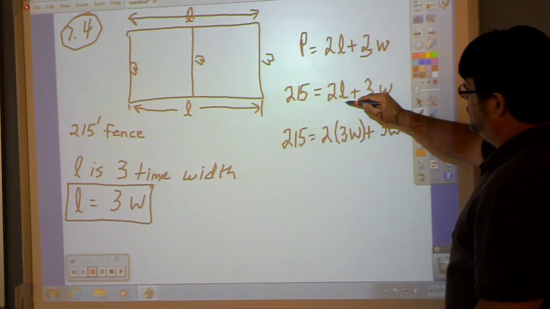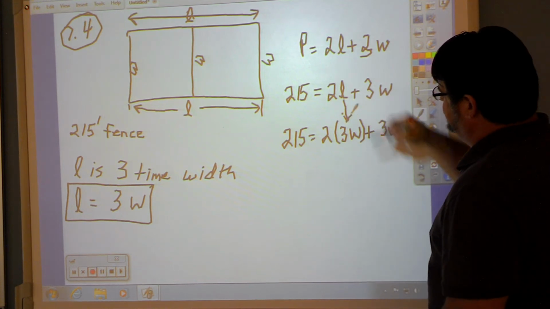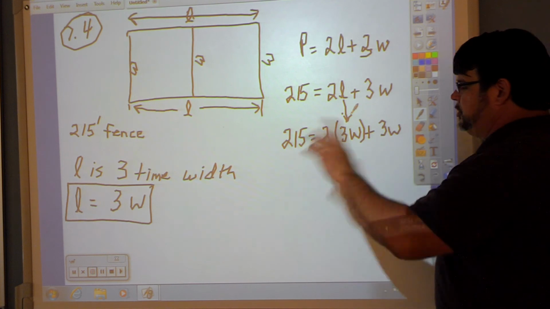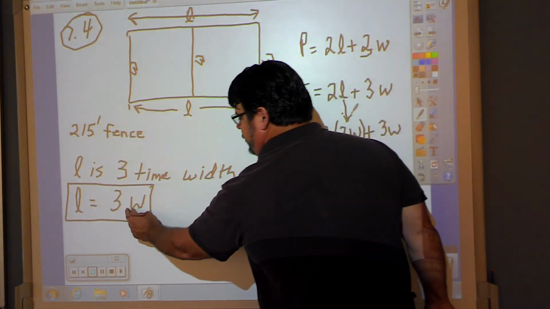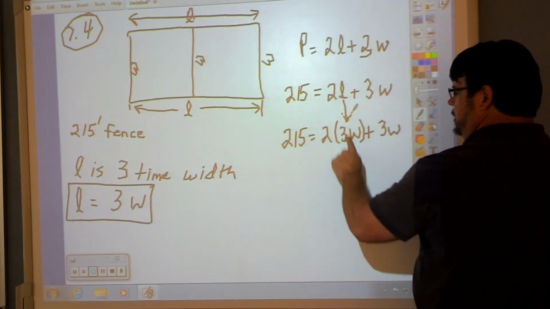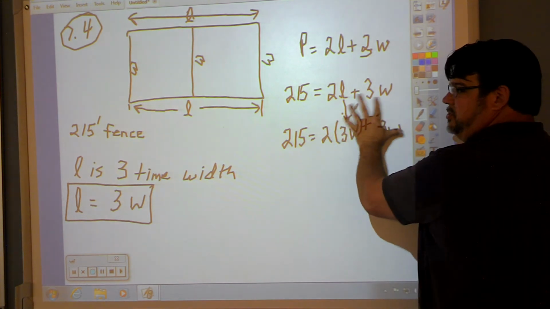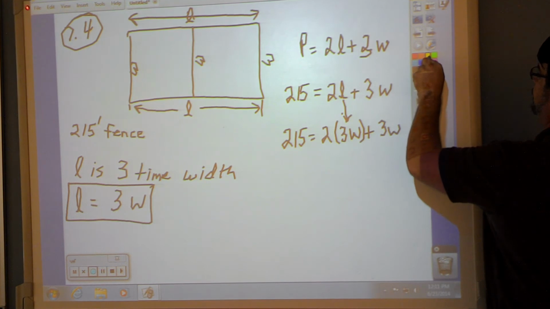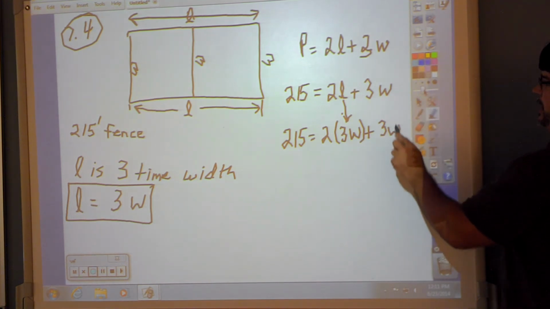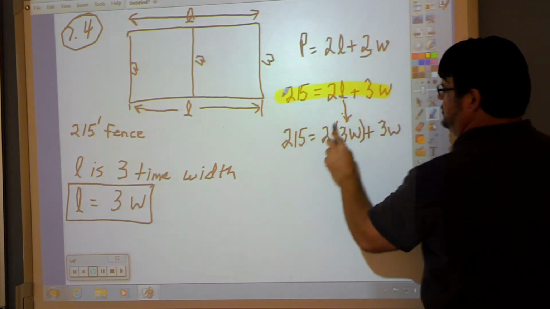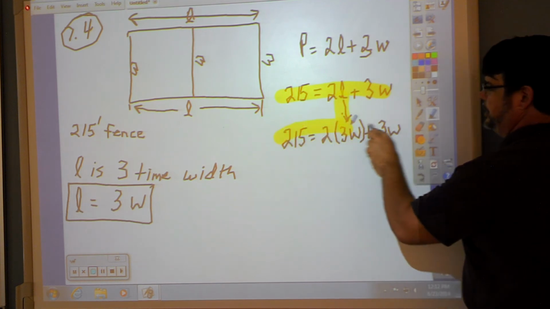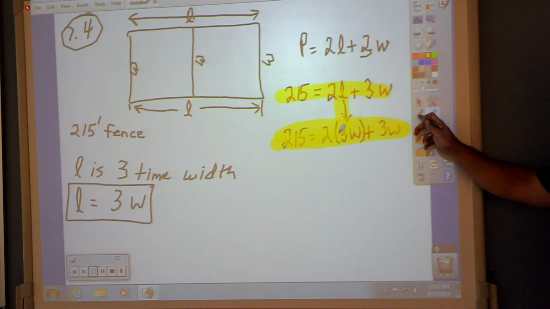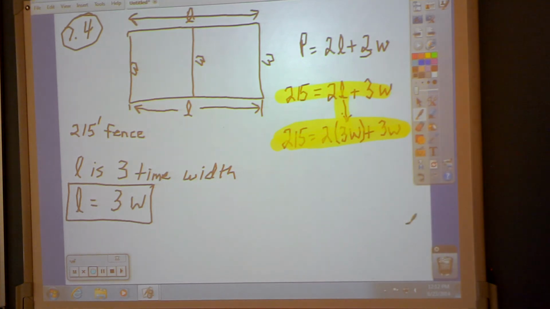What did I do? Tell me what I did. Well, you plugged it in. I plugged the 3W in for what? L. Now this is the point you need to see right here. Let me take my handy dandy highlighter. This right here is what you need to see to understand what we're doing in 7.4. That's it.